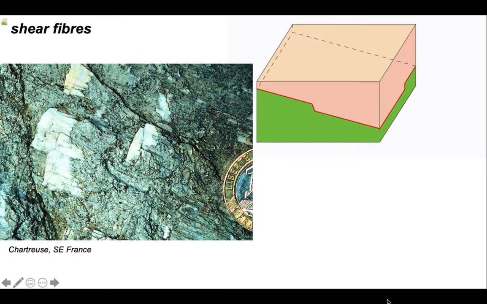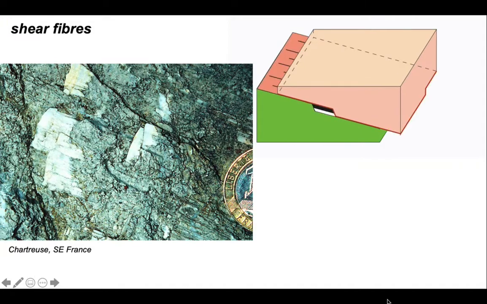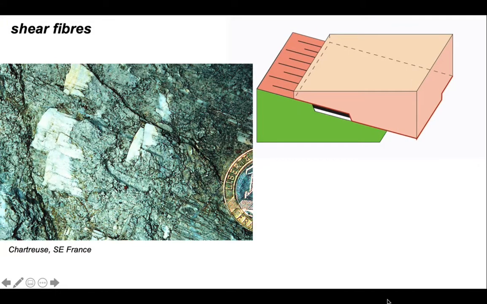Another important place for reprecipitation of synkinematic mineralization is on a fault plane. These structures are called shear fibers, and we can quickly show how they form in the block diagram on the right, which shows a fault plane with a hanging wall in pink, and the fault plane has a step on it. And we'll move the hanging wall off to the right, which will create a void on the step, and the void becomes filled with fibrous new growth of a mineral.